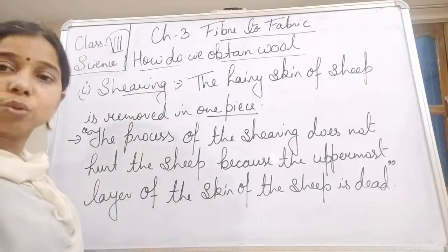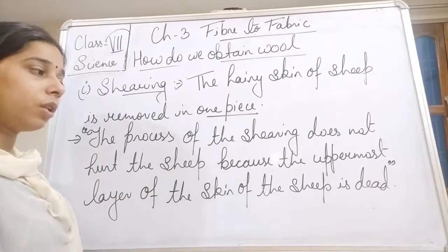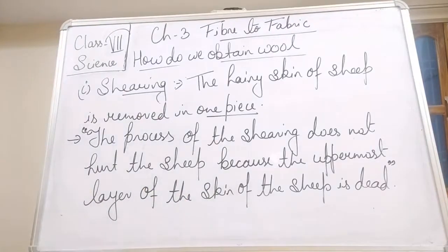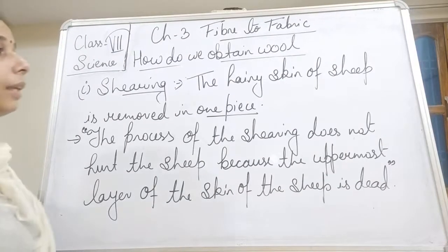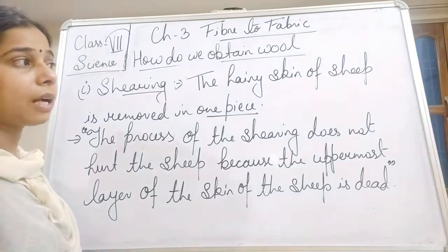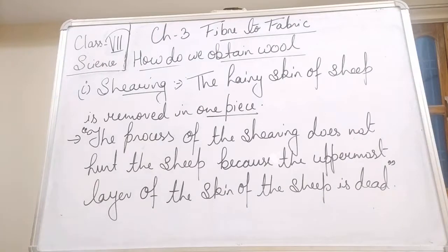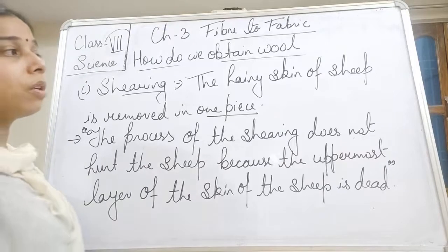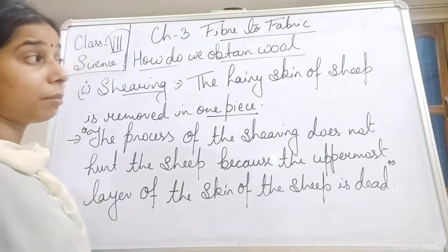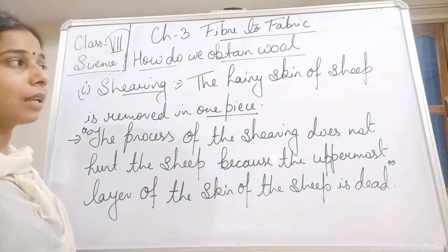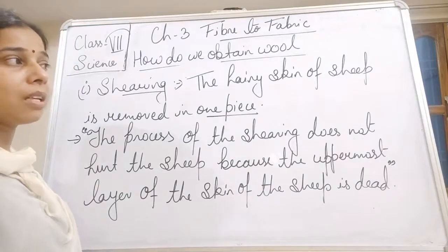So is it going to affect the body? No, absolutely not, because the uppermost layer of the skin of the sheep is a dead one. Okay. So basically the question here arises: how is this process done? It is done by cutting, like the way a barber cuts hair, likewise the hairy skin of the sheep is cut down.